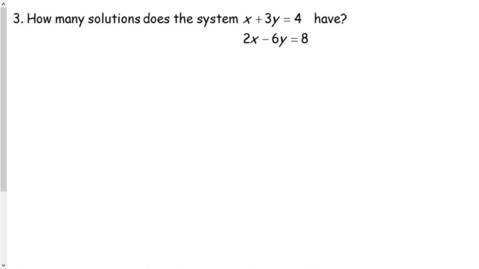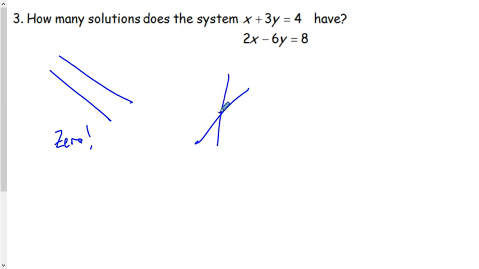Okay, number 3, how many solutions does this system have? Knowing how many solutions is an important skill, right? We could have a couple of different things. We could have parallel lines. If we had parallel lines, well, those are not really parallel, but let's pretend they are, we would say 0 solutions. If we had lines that had a different slope, we would say there's 1.